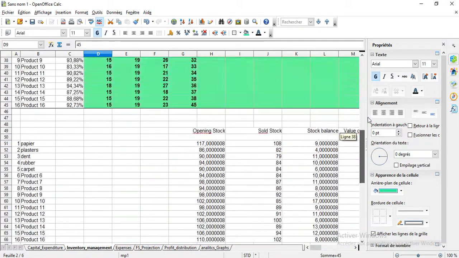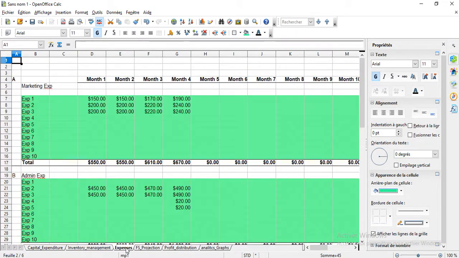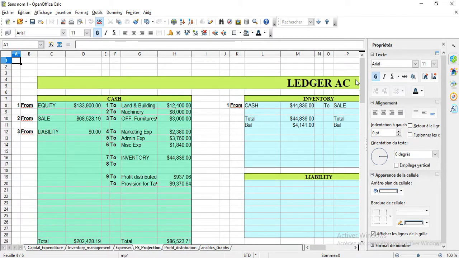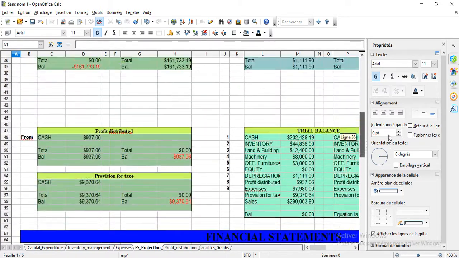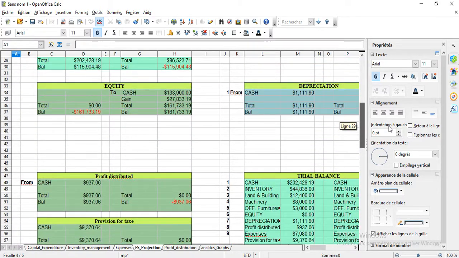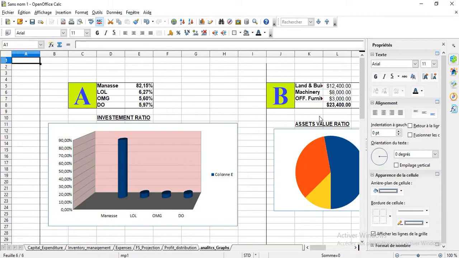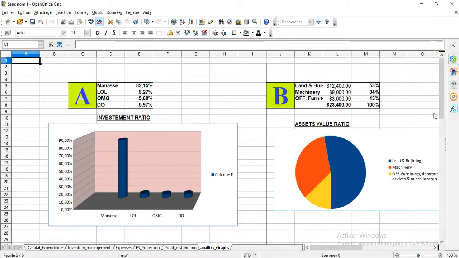All right. And then here you've got expenses, you have financial projection. All right, you have the balance sheet here. I will explain how to build all this. This is just an example. Then you have a graphic analysis. This will enable you to have a graphical representation of your company.